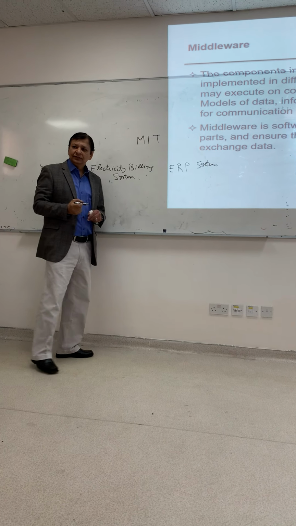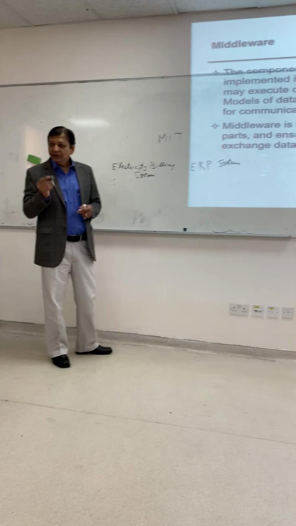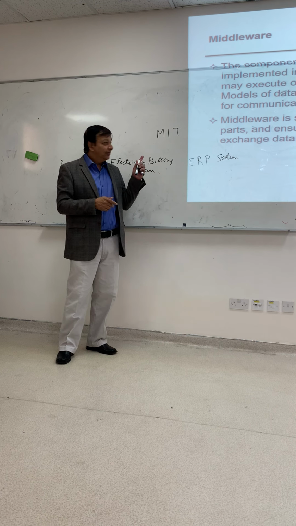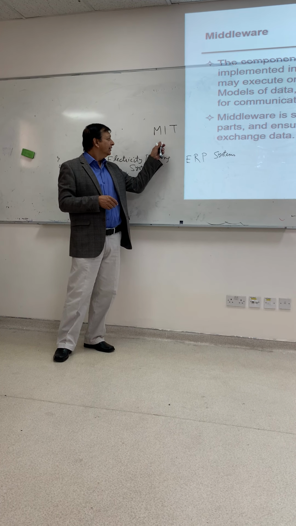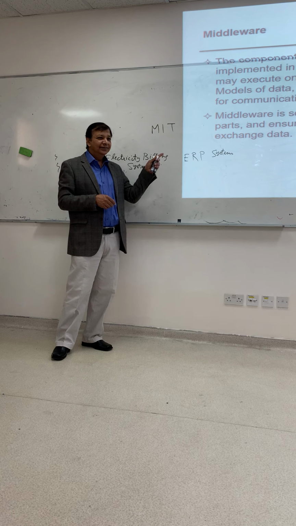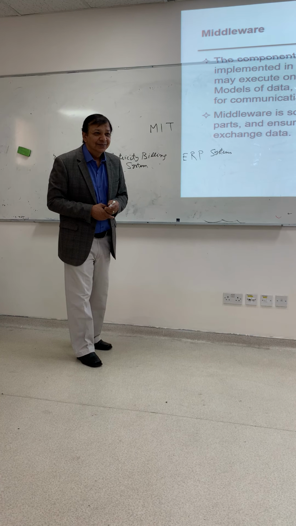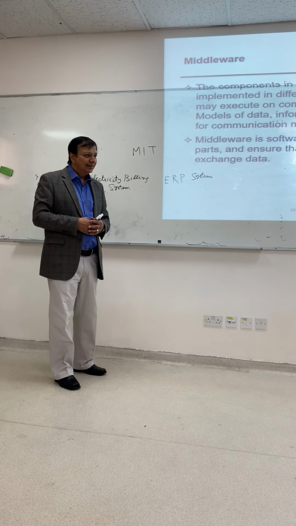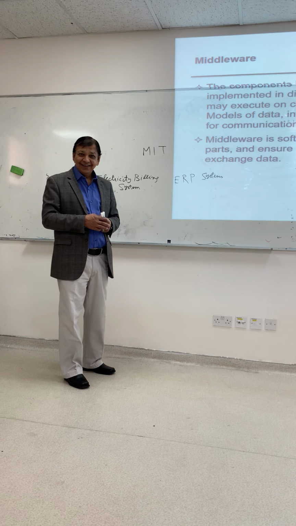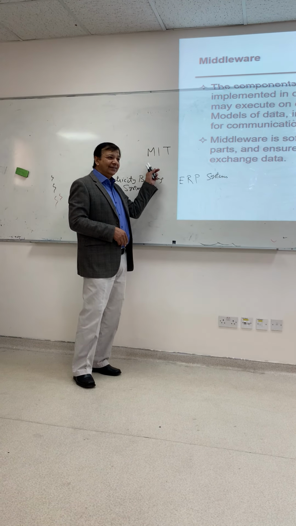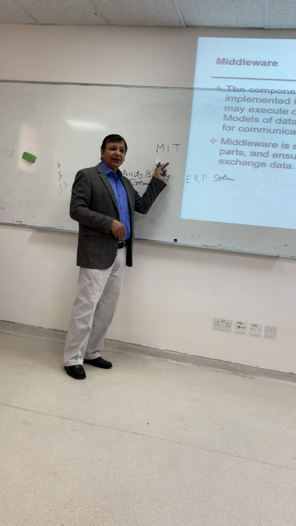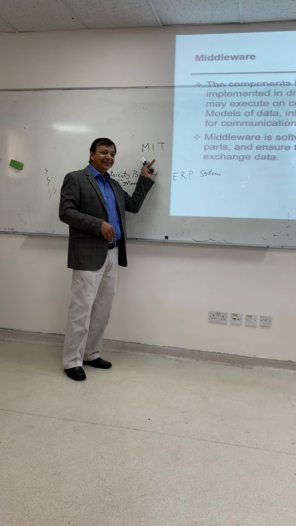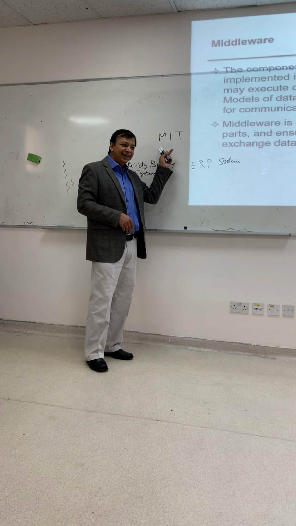MIT University. What is MIT? Have you heard about this? M for monkey, I for ink, T for tiger. Am I correct? Make me correct. Management Information Technology. MIT is the number one IT university in the world. Massachusetts Institute of Information Technology.